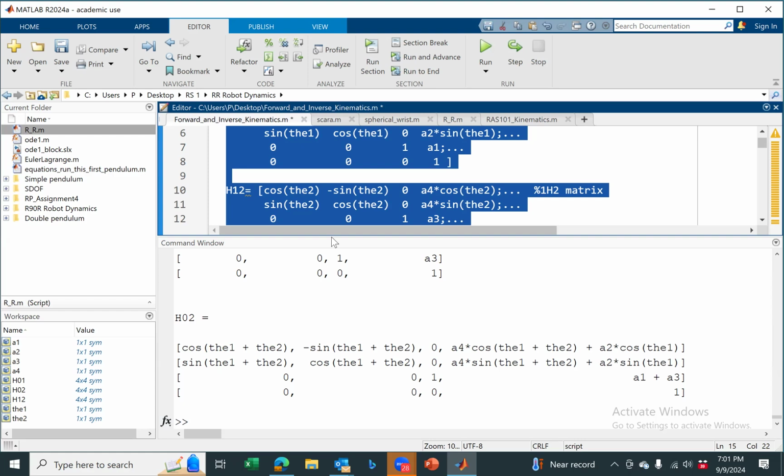Everyone understood this? The last part here is telling me the distances between the end effector, which is frame 2, and frame 0 about x0, y0, and z0. Check this out. A4 cosine theta 1 plus theta 2, A2 cosine theta 1, A4 sine theta 1 plus theta 2 plus A2 sine theta 1. And the last one is A1 plus A3.